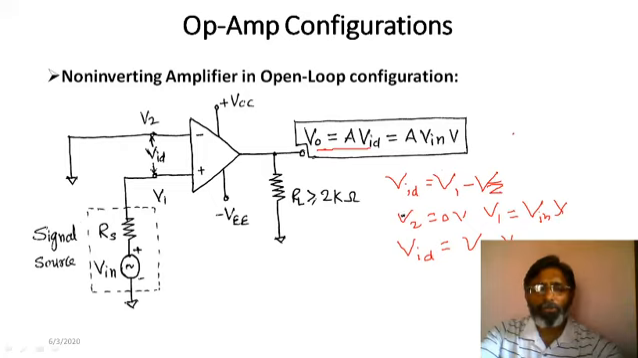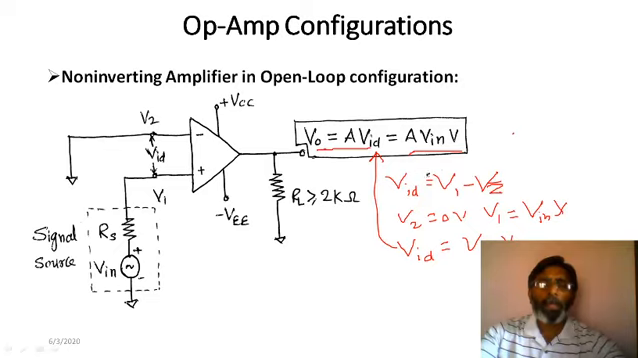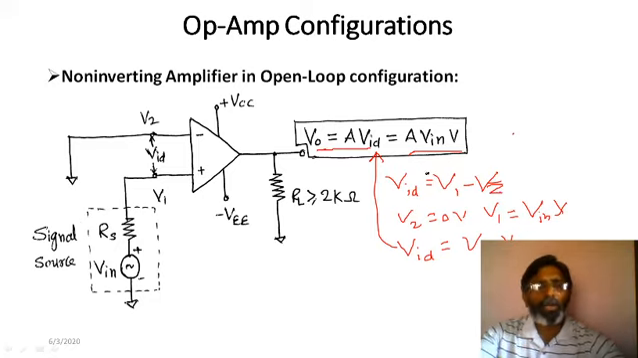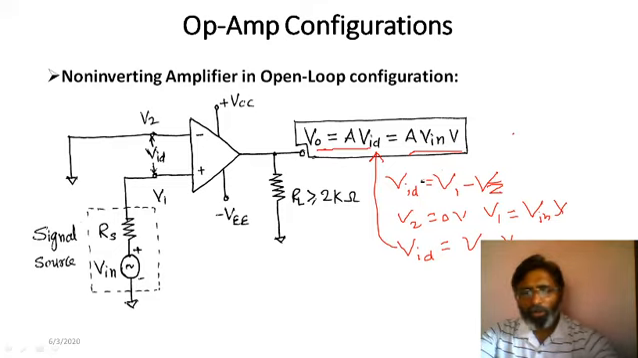So if I put this value of VID into this, I will get this equation, A into V in. And in this case, as the polarity of the output is positive, if my input is positive, output will be positive. If my input is negative, output will be negative. So the input and output will be in the same phase, or the output will not be inverted. So it is a non-inverting amplifier, again in open loop configuration.